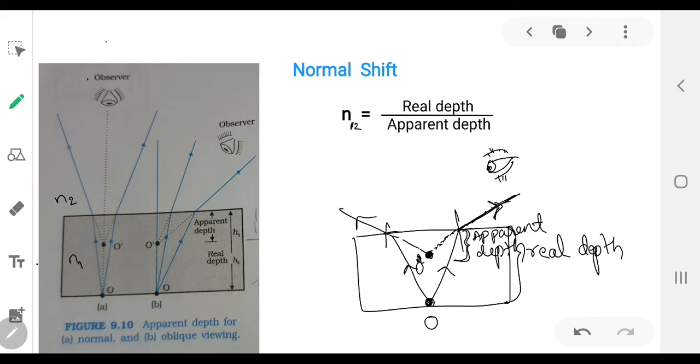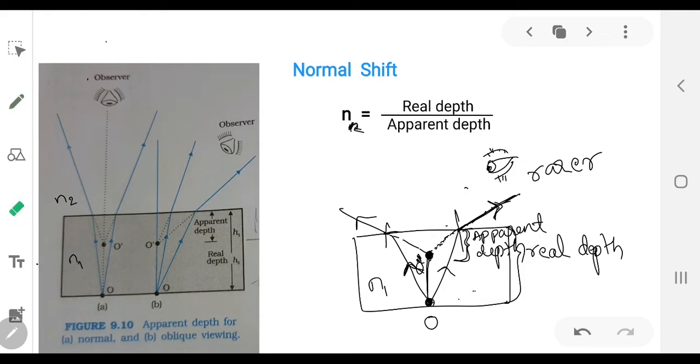The refractive index of first medium, this will be your first medium because wherever the incident ray is, that medium is called the first medium. So the refractive index of the first medium with respect to the second medium can be calculated by taking the ratio of real depth upon apparent depth. The object shifts closer to the observer if the object is in the denser medium. If the object is in the denser medium and the observer is in the rarer medium, then the object appears as if it is moved closer to the observer.